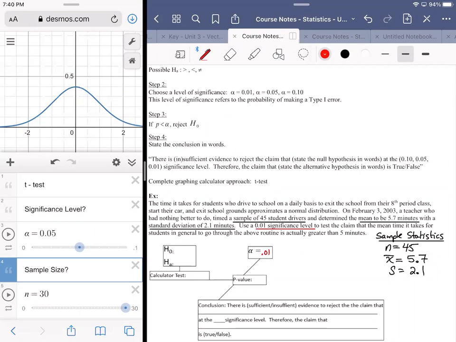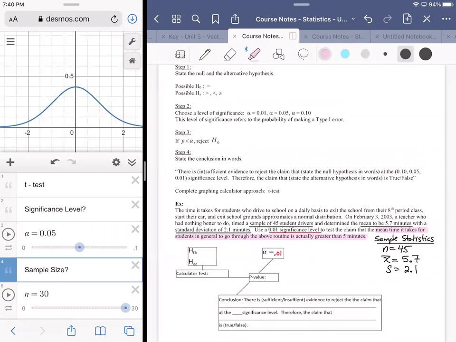All right. Test the claim that the mean time it takes for students in general to go through the above routine is actually greater than 5 minutes. So looking at our possible null and alternative hypotheses up here in step 1, a greater than symbol corresponds with an alternative hypothesis. When they say test the claim that the mean time for students in general, the in general part is implying a population.